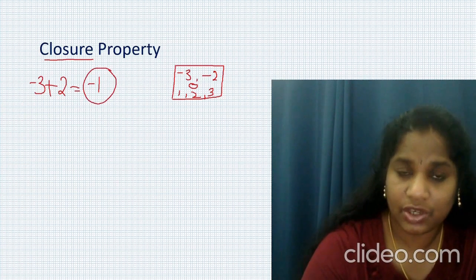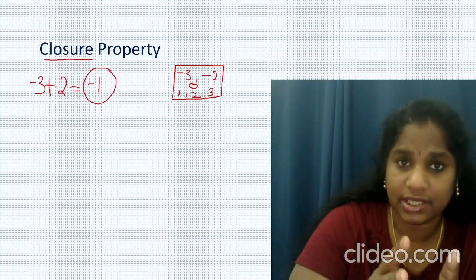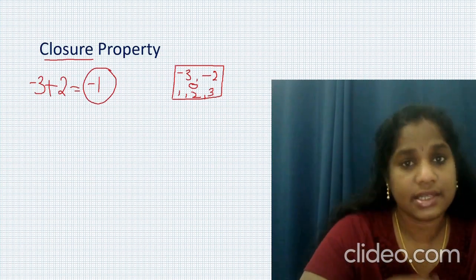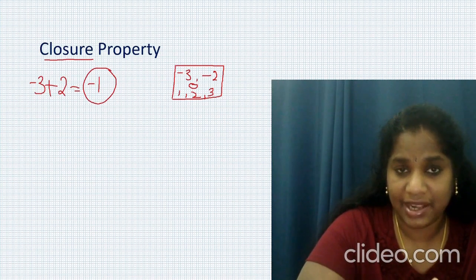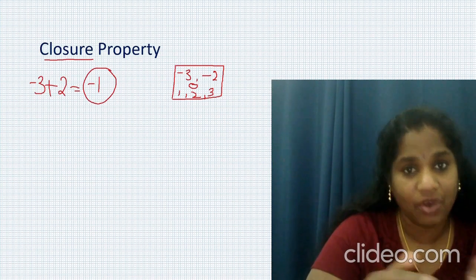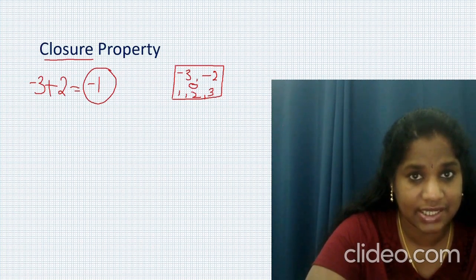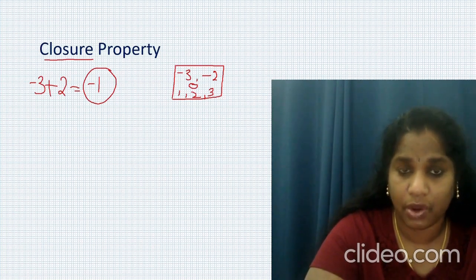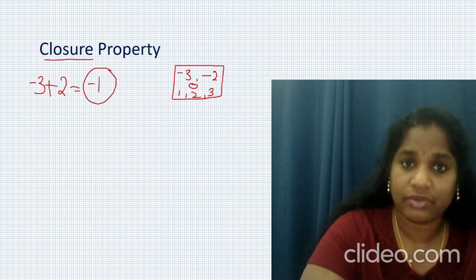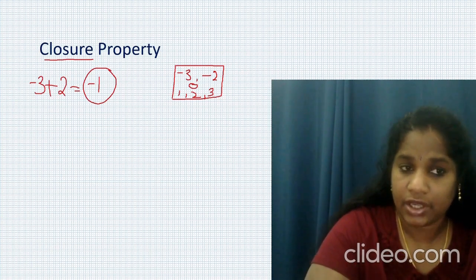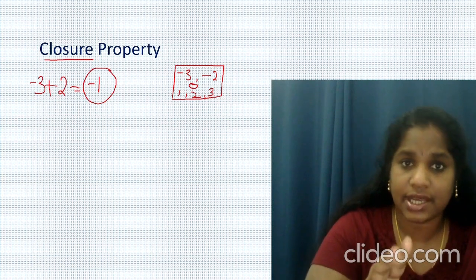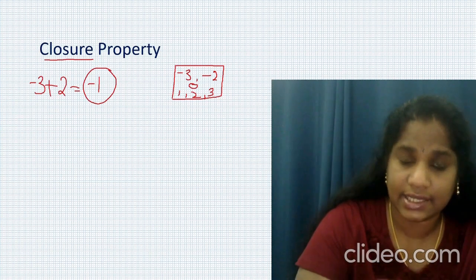Yes. So what we understand, when 2 integers are added, the result is also an integer. So as that -1 falls inside our box, it satisfies the closure property. So addition of 2 integers satisfies the closure property. It's very clear. 2 integers are added, we will get the result as an integer.